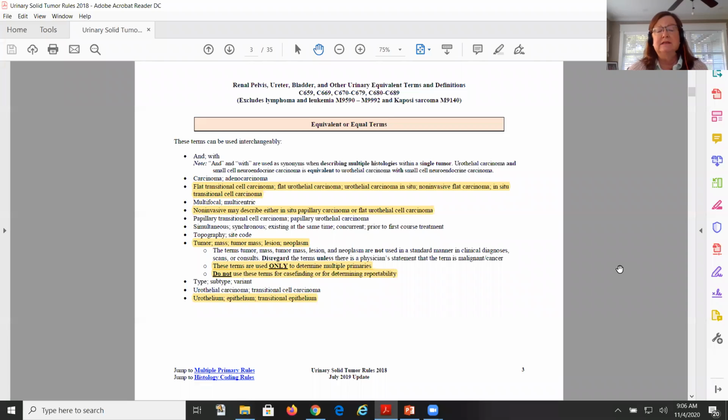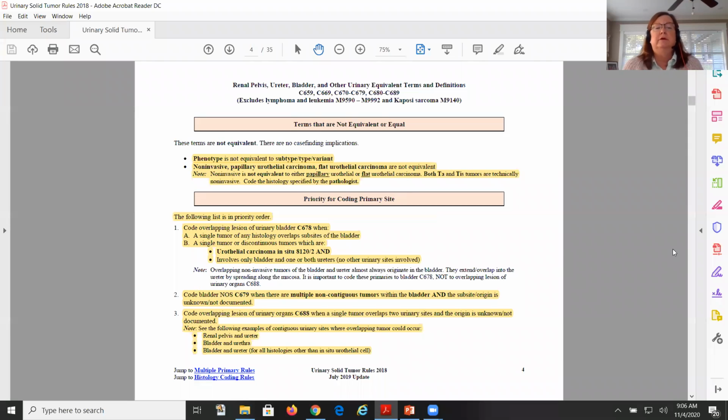Tumor mass, lesion, and neoplasm are all equivalent terms for determining multiple primaries only. Do not use these terms for case finding or for determining reportability. Urothelium, epithelium, and transitional epithelium are all equivalent. Terms that are not equivalent: phenotype is not equivalent to subtype, type, or variant.